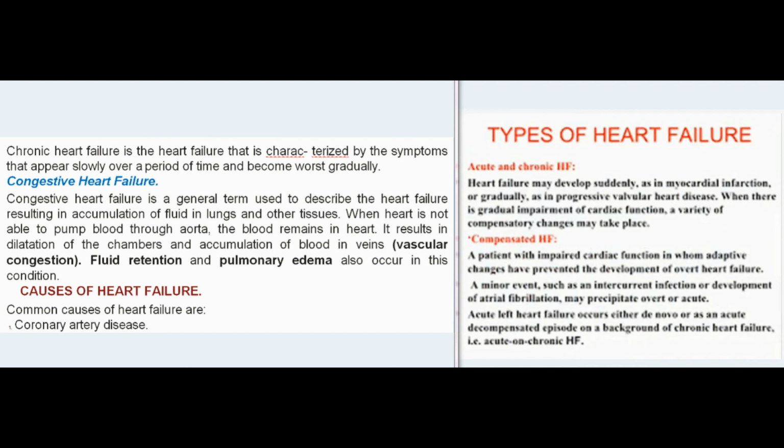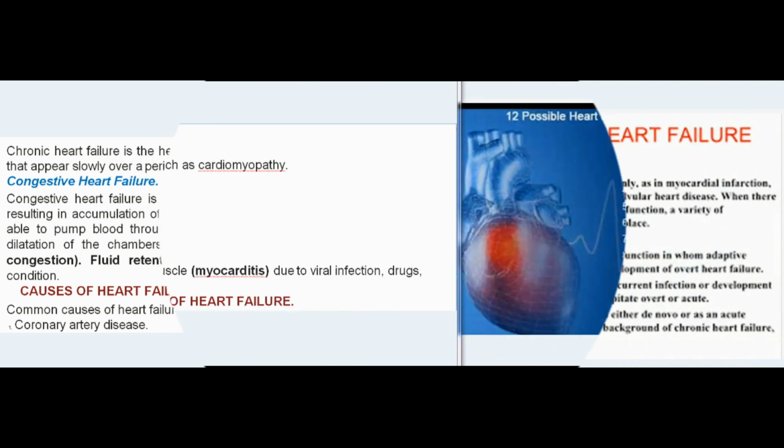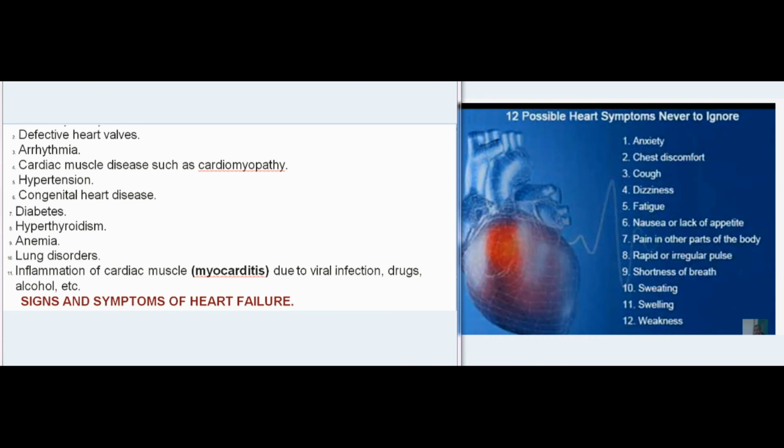Causes of heart failure. Common causes of heart failure are coronary artery disease, defective heart valves, arrhythmia, cardiac muscle disease such as cardiomyopathy, hypertension, congenital heart disease, diabetes, hyperthyroidism, anemia, lung disorders, inflammation of cardiac muscle, myocarditis, due to viral infection, drugs, alcohol, etc. Signs and symptoms of heart failure.